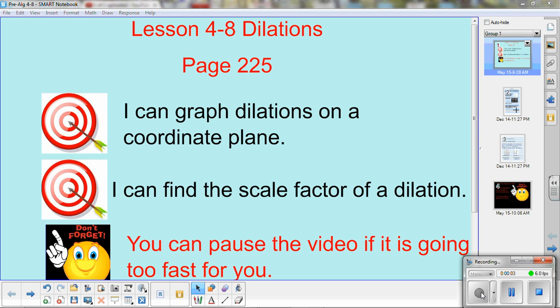In Lesson 4.8, you will be graphing dilations on a coordinate plane. You will also find the scale factor of a dilation.